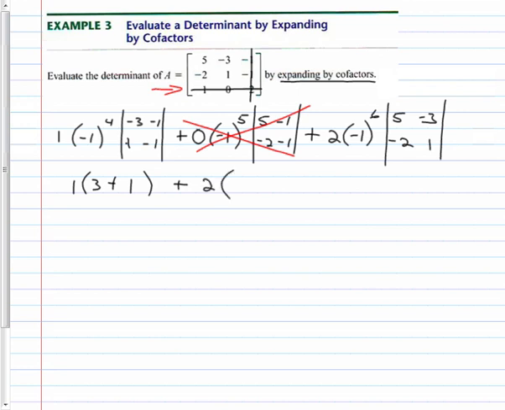2 times the determinant. 5 times 1? Minus 6. Minus negative 2, negative 3 is a 6. Minus 6. Let's see. 3 plus 1 is 4. 1 times 4 is 4. 5 minus 6 is negative 1. 2 times negative 1? 4 minus 2. There is the determinant of that 3 by 3. Any row, any column, same answer.